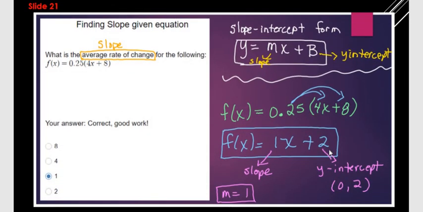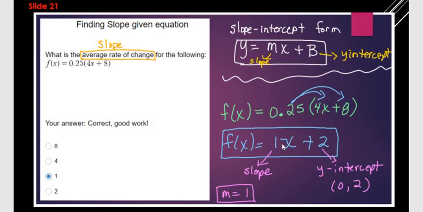21, we're going to find slope given the equation. So remember, slope is talking about average rate of change. So when I look at this, remember the y, that m is your slope, y-intercept is your b. Now, I'm going to use distributive property. I'm going to multiply all the way through, and I will get this right here.